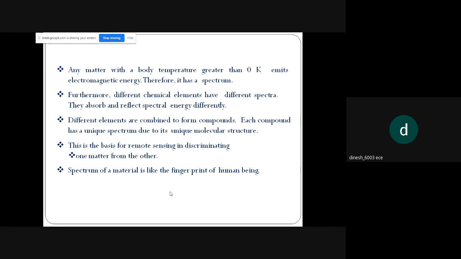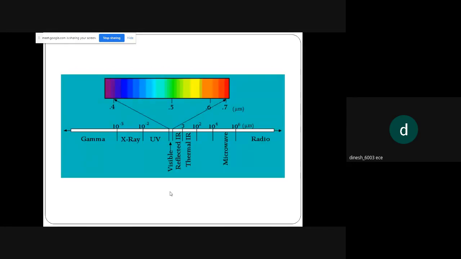Any matter with a temperature greater than 0 degrees emits electromagnetic radiation and electromagnetic energy. So therefore it has a spectrum. Further, the different chemical elements have different spectra. They absorb and reflect spectral energy differently. So different elements are combined to form compounds. Each compound has a unique spectrum due to its unique molecular structure, which lays the basis for remote sensing in discriminating one matter from the other. So the spectrum of a material is like the fingerprint of a human being. You can see it like this, right?